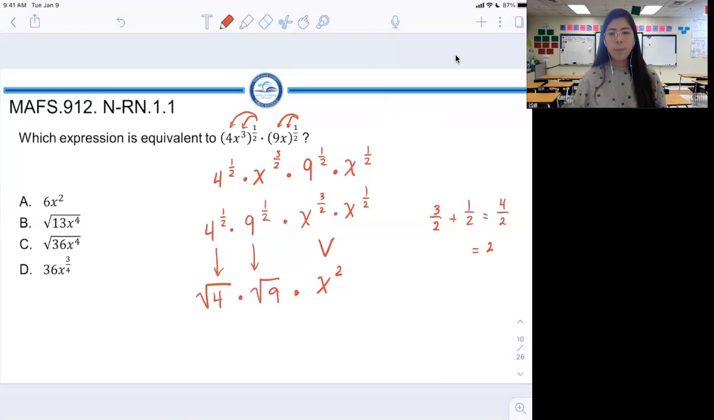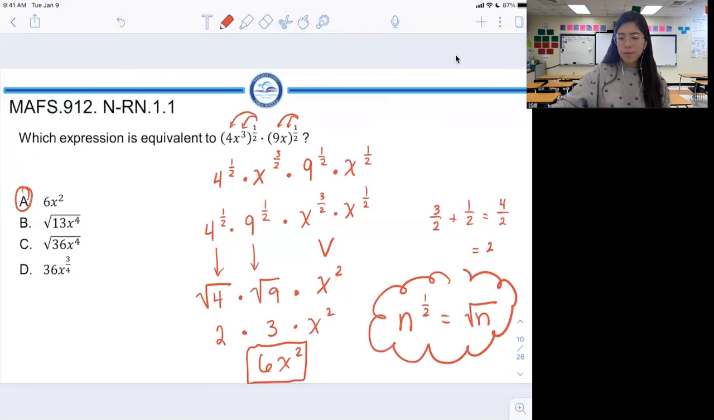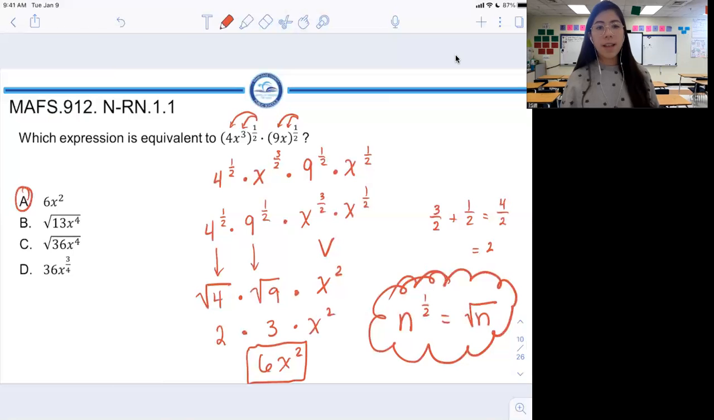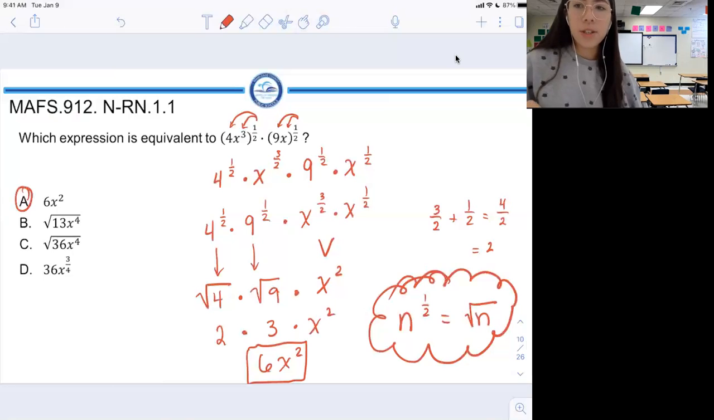So what's the square root of 4? 2. So you were right that that's 2, but then this is 3. Guys, force yourself to remember this. Anything to the power of 1/2 is the same as just the square root of that number. Force yourself to remember that because this is the last problem we're doing of that. Good. Any other questions?